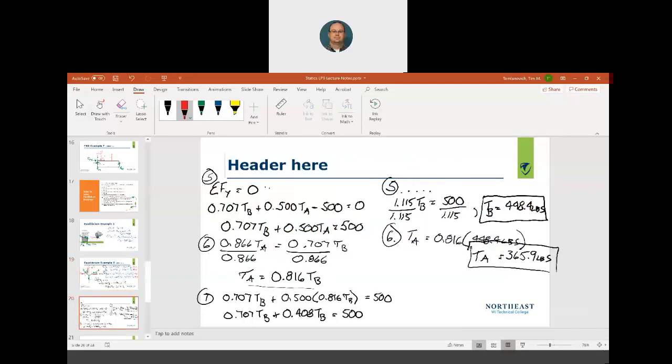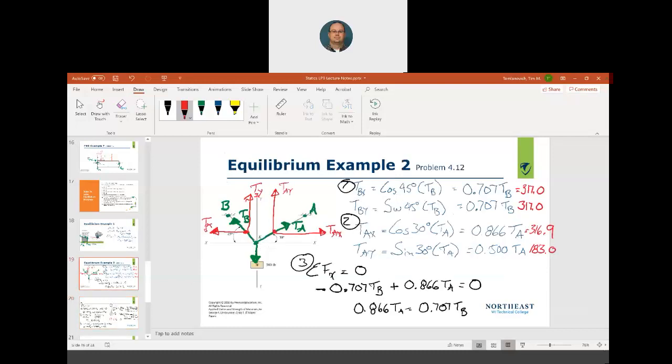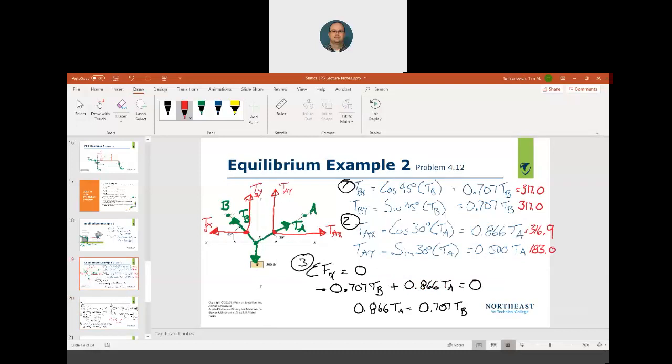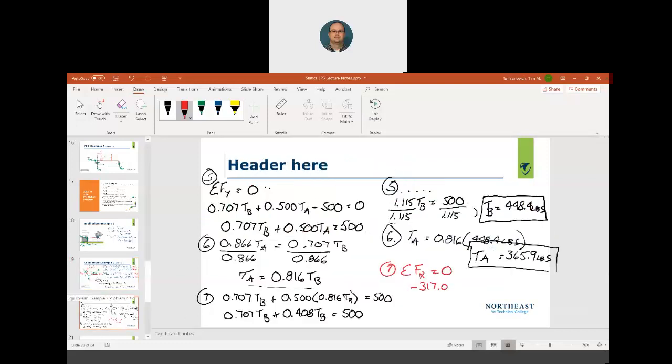Now, step 7, check equilibrium. Sum of the forces in the X has to equal 0. All right, so TB is a negative, minus 317.0, okay, plus TAX is 316.9. But those are my only two X's. That approximately equals 0. Because of rounding, I'm good.